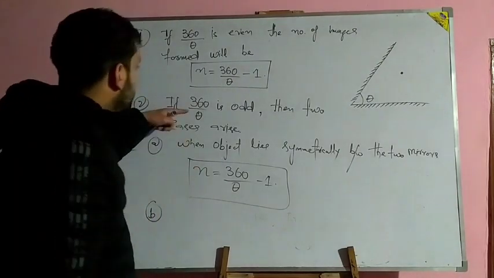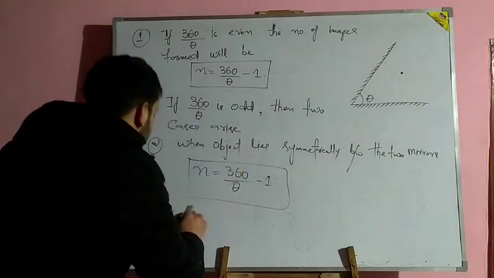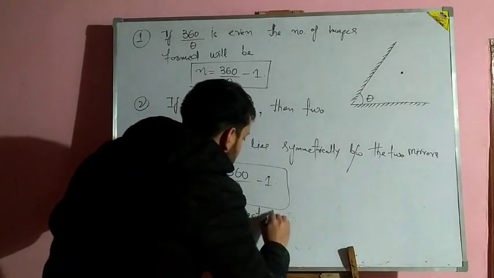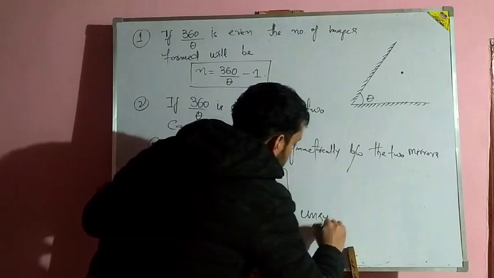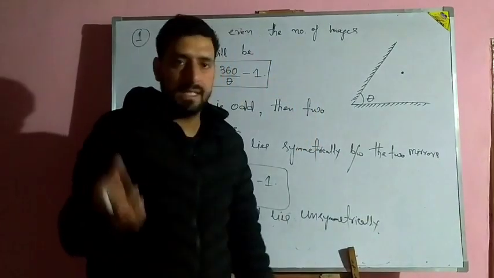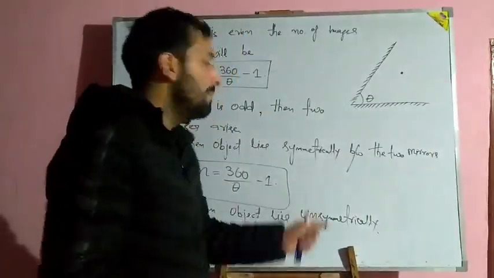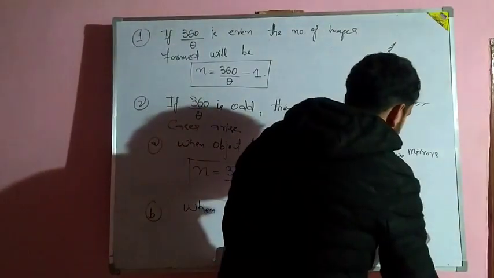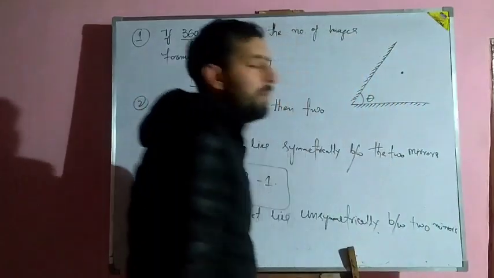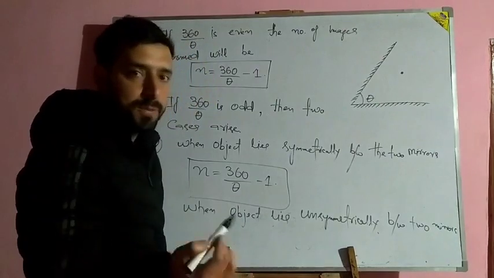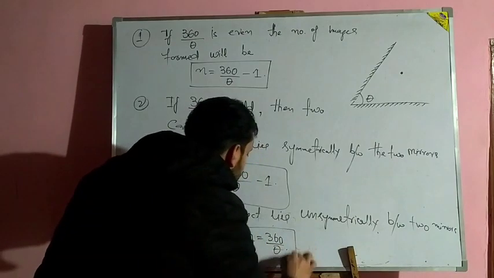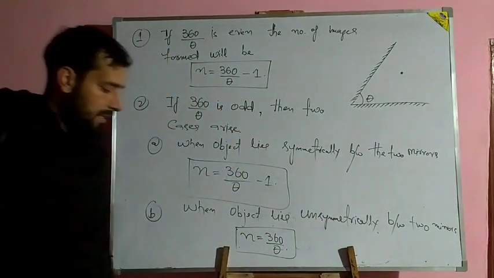Now students, the second case is when the object lies unsymmetrically between the two mirrors. Then the number of images formed will be n equal to 360 by theta. These are the number of images formed.